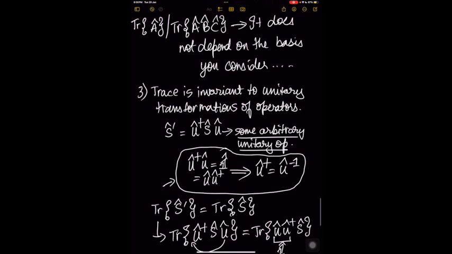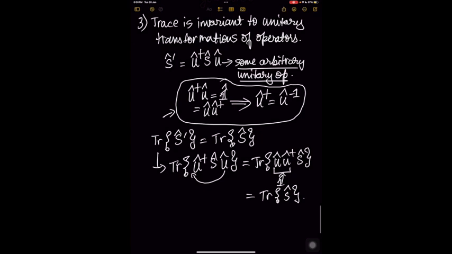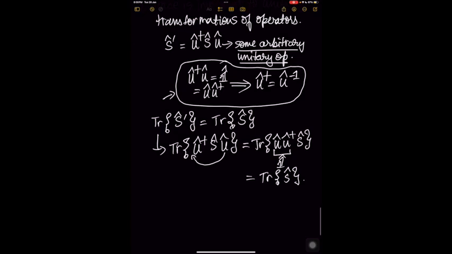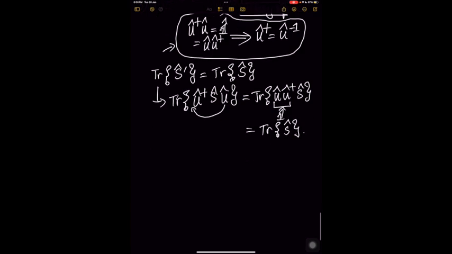So properties 1 and 2 suffice. Property 3 is just a consequence of property 2. So we don't really need to digress into any other properties of the trace. The main properties of the trace which need to be considered are that the trace is invariant to cyclic permutations, and the trace is independent of the basis, the set of states in the Hilbert space, which you consider. Okay, so this is good. We have summarized the properties of the trace in the process.